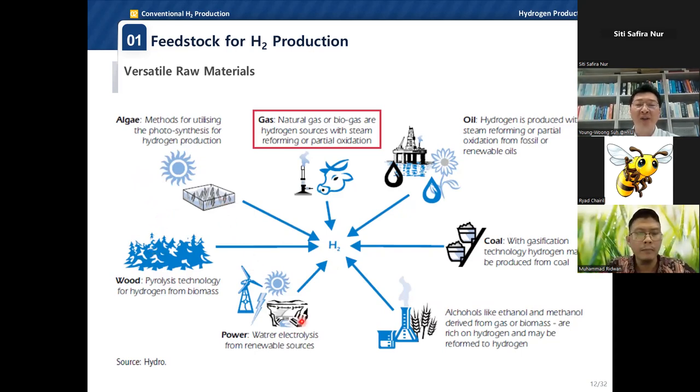And also finally, you can see the power, just water, electrolyzed to produce hydrogen using probably just conventional power or solar power. So those are our conventional and also potential resources for hydrogen production.